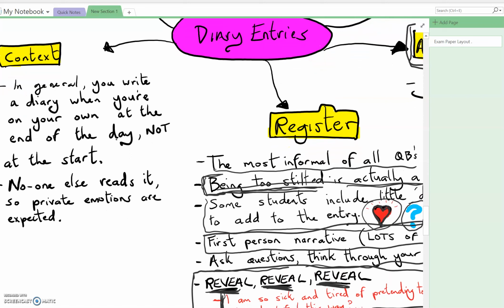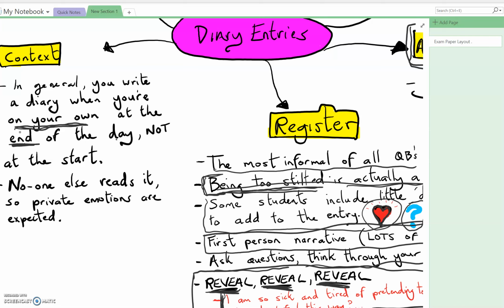The context of a diary. What is the context of a diary? Well, in general, you write a diary entry when you're on your own. Okay, you do it when you're on your own. You don't do it around other people at a crowded pub or dinner table or something. You do it on your own, probably in your bedroom, at the end of the day, not at the start of the day. So I've seen some diary entries in which the people that are writing them ask, I wonder what I'm going to do today. No, you can't ask that question because the day has already happened.